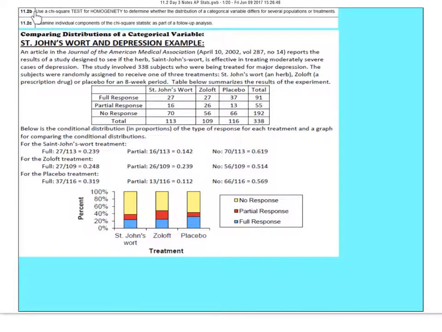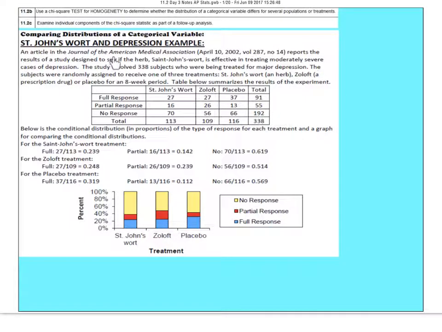In 11.2b and c, we're going to use the chi-square test of homogeneity to determine whether a distribution's categorical variables differ from several populations or treatments, and then we will examine individual components of that chi-square statistic for follow-up analysis. Before we start that, though, I want us to go back to this example where it's almost related to more Chapter 1. So just follow along.